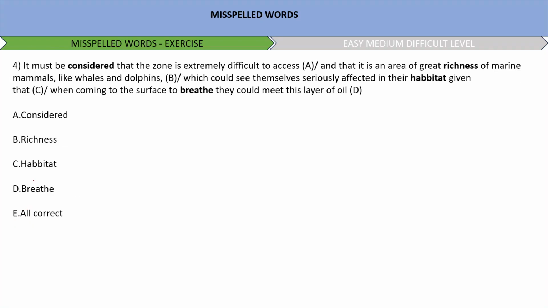Next, it must be considered that the zone is extremely difficult to access and that it is in an area of great richness of marine mammals like whales and dolphins, which could see themselves seriously affected in their habitat. Given that when coming to the surface to breathe, they could meet this layer of oil. So, which do you think has an error? Definitely option number C. The correct spelling of habitat is habitat.